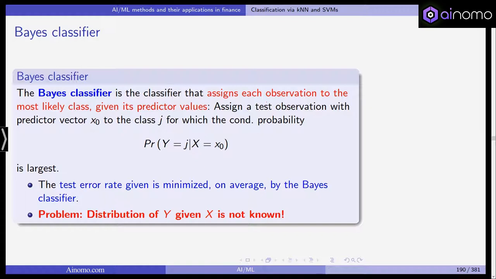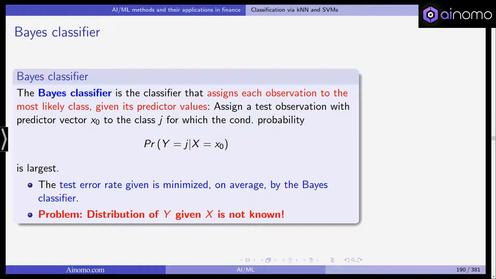But this is only theoretical, and it's actually only of any use in theory, because the problem is, for the Bayes classifier to be used, the conditional distribution of y given x, of the response given the predictor values, needs to be known. And in practice, this is never known. If we knew the conditional distribution of y given x, we could simply estimate and calculate these conditional probabilities, and then we would know which predictors predict our outcome.